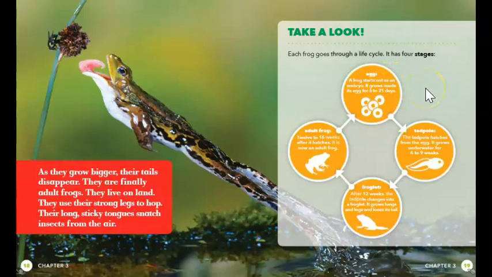Egg. A frog starts out as an embryo. It grows inside its egg for about 6 to 21 days. Tadpole. The tadpole hatches from the egg. It grows underwater for 6 to 9 weeks. Froglets. After 12 weeks, the tadpole changes into a froglet. It grows lungs and legs and loses its tail. Adult frog. 12 to 16 weeks after it hatches, it is now an adult frog.